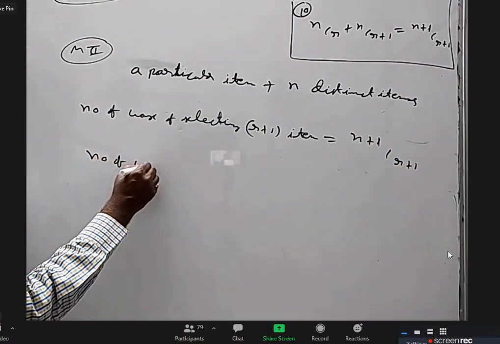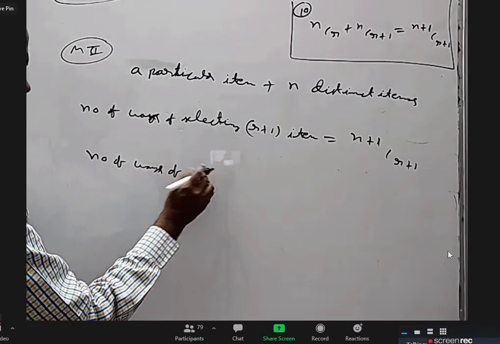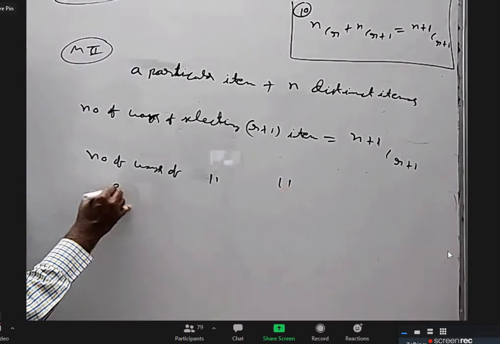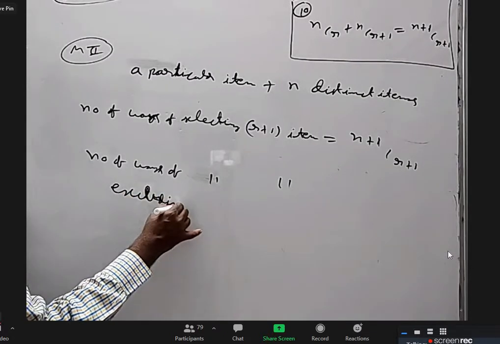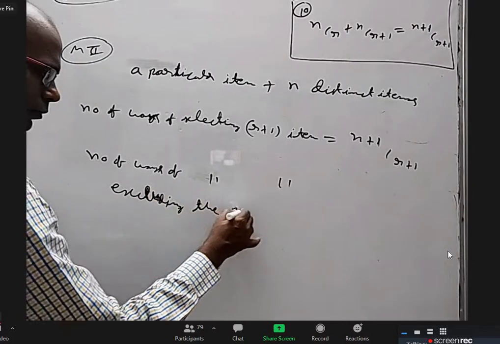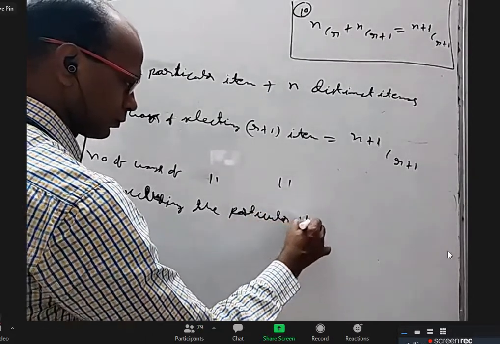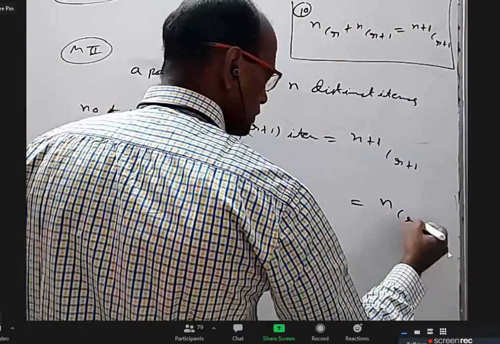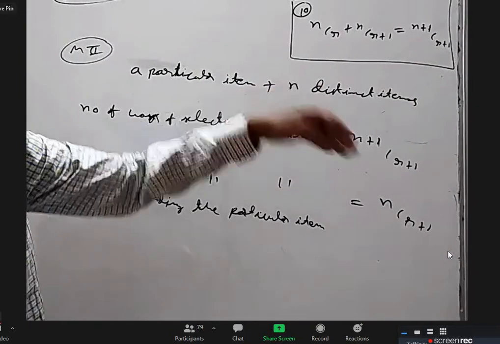Number of ways of selecting r plus 1 items excluding the particular item is NC r plus 1, because this particular item should not be used. From the rest of the n items, I have to select r plus 1.